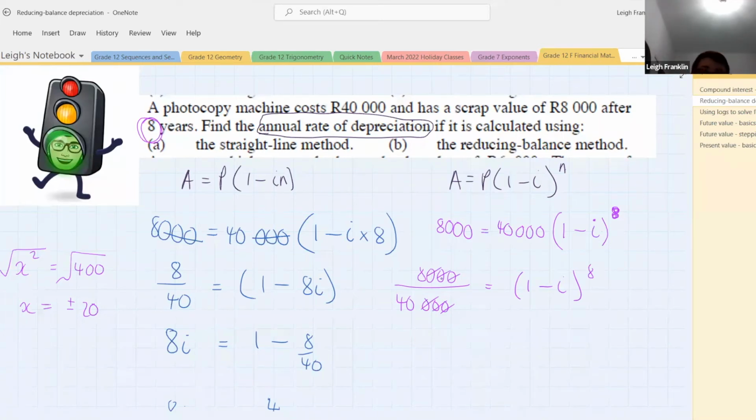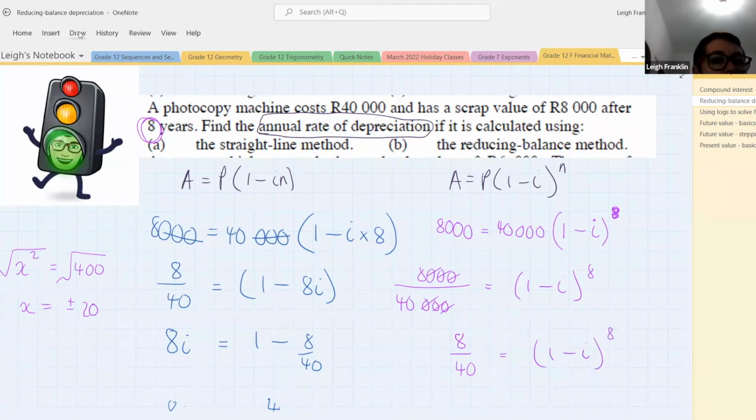Or you could put that into your calculator. If you put 8,000 over 40,000 into your calculator, it's going to simplify it to 1/5, and you can work with that too. It's just so much quicker to write 1/5 than it is to write 8,000 over 40,000. Okay, so those sorts of shortcuts we're allowed to make in maths, especially in financial maths over here, right? Anyway, so we've got this 8/40 that's left on the left-hand side, and we've got 1 minus i to the power of 8 on the right.